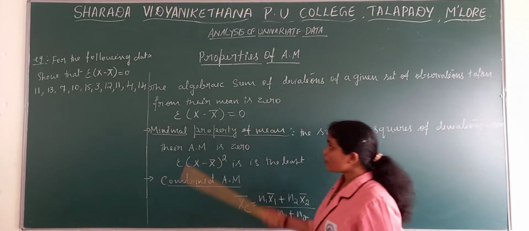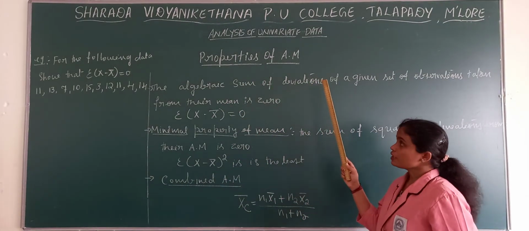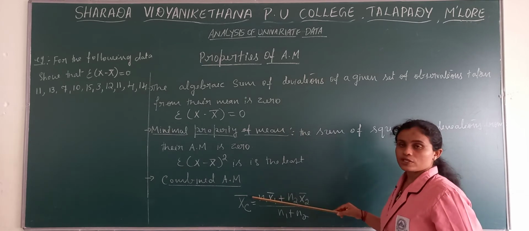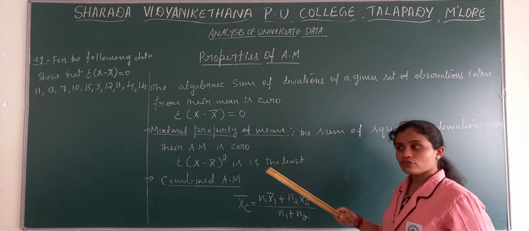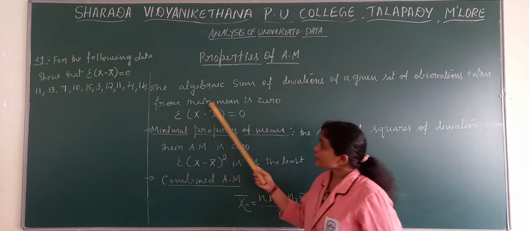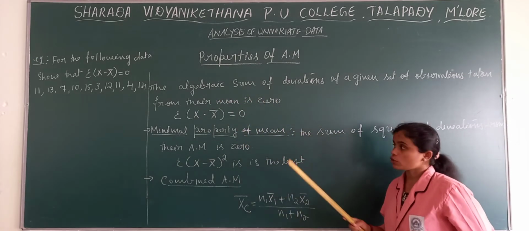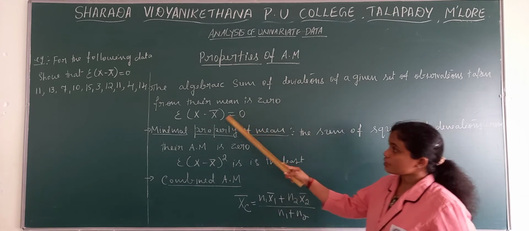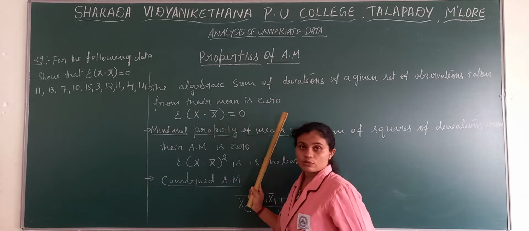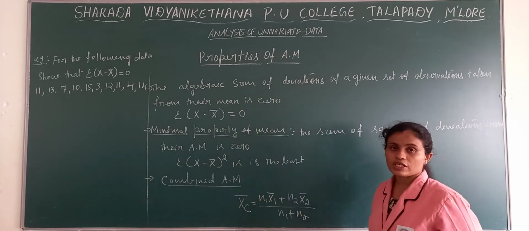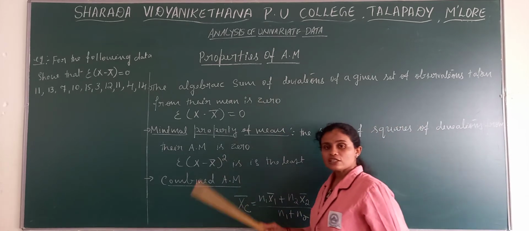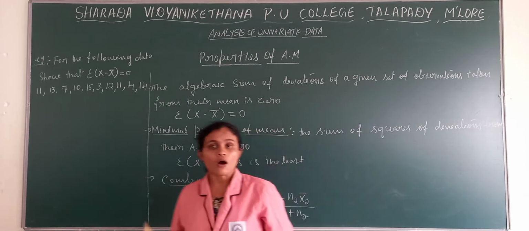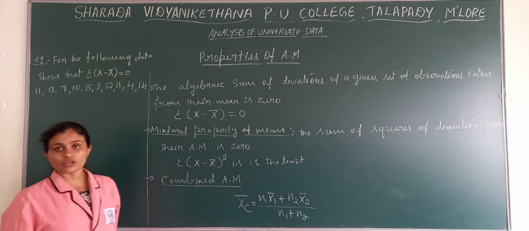But there are some properties of arithmetic mean, and based on this you may get questions. These properties you may get for 5 marks, or each property you may get for 1 mark. What is the minimal property of mean, and what is that: sigma x minus x bar is equal to 0, and combined arithmetic mean. These properties individually you may get for 1 mark, or the properties of mean you may get for 5 marks.